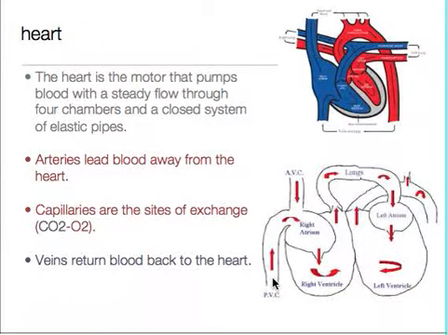And look at here, so let's see, we have blood coming in. When it comes in, those are veins. They bring the blood back to the heart. These are the inferior vena cava and the superior vena cava. They bring the blood into an atrium. That's the right atrium. We have one on the right, we have one on the left.